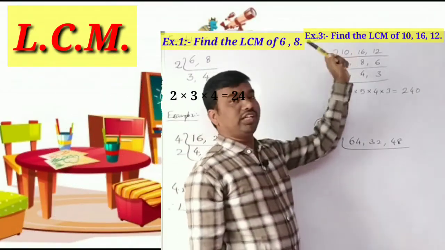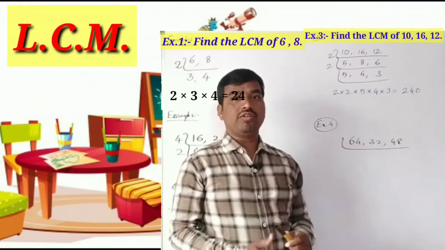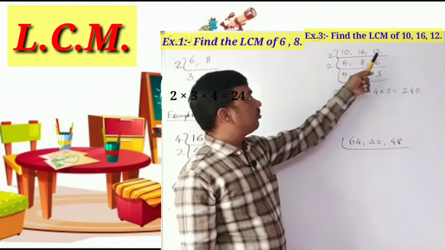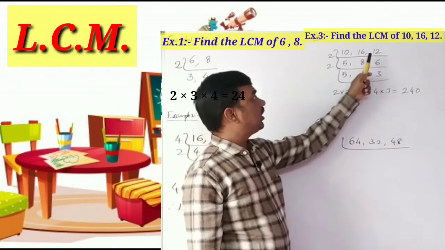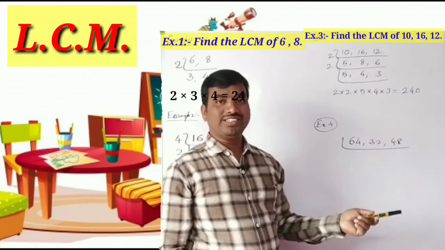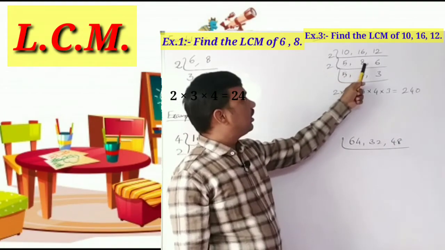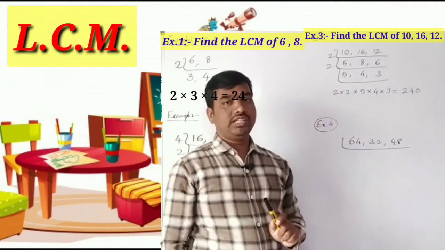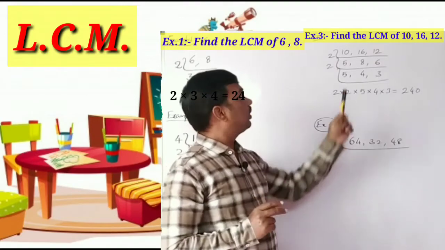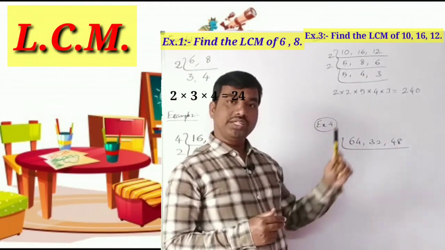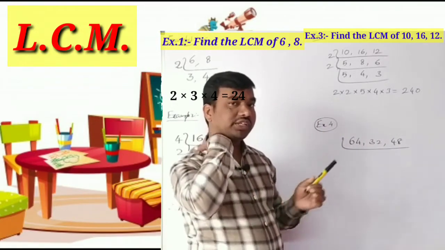Okay. Next, example 3. Find the LCM of 10, 16, 12. I am taking 2 first. 2 5s are 10, 2 8s are 16, 2 6s are 12. 3 numbers are dividing. Next 2. Here 5 is not dividing, 8 and 6 are dividing. What is the condition? At least 2 numbers should divide. So here 8 and 6 are dividing by 2, 5 is not dividing. So no problem, we have to take 2.